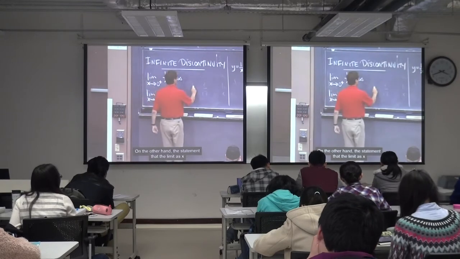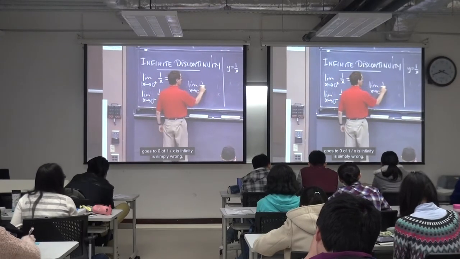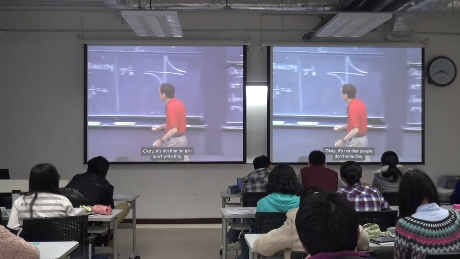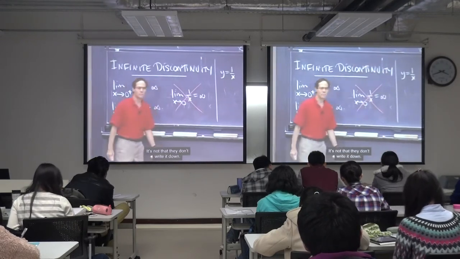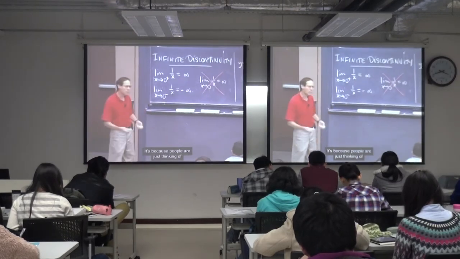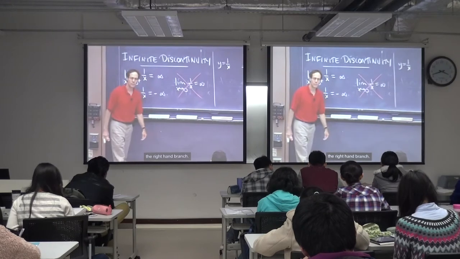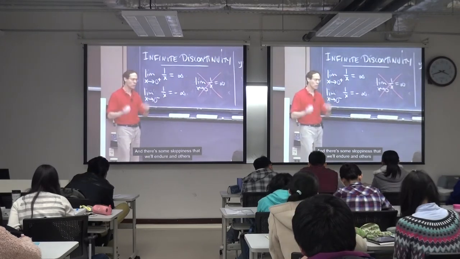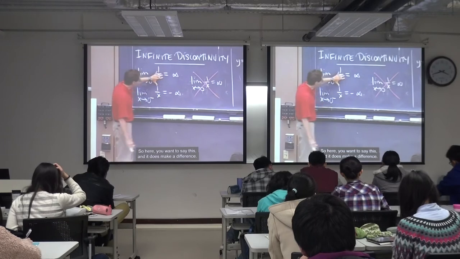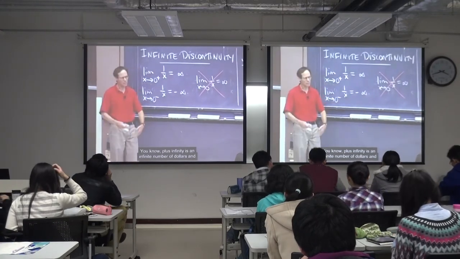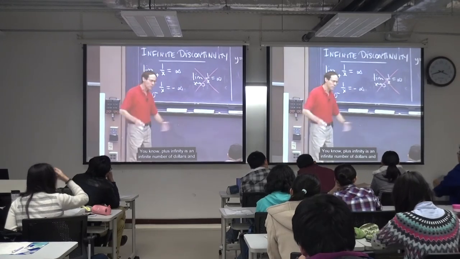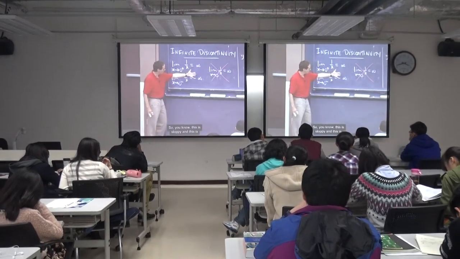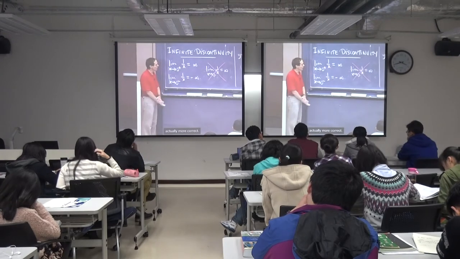On the other hand, the statement that the limit as x goes to 0 of 1 over x is infinity is simply wrong. Okay? It's not that people don't write this. I mean, in fact, you'll probably see it. It's because people are just thinking of the right-hand branch. It's not that they're making a mistake necessarily, but anyway, it's sloppy. And there's some sloppiness that will endure and others that we will try to avoid. So here, you want to say this, and it does make a difference. You know, plus infinity is an infinite number of dollars, and minus infinity is an infinite amount of debt. They're actually different, they're not the same. So, you know, this is sloppy and this is actually more correct.